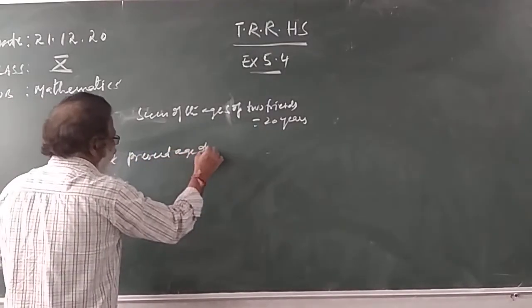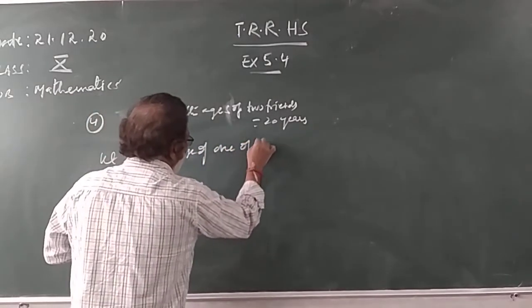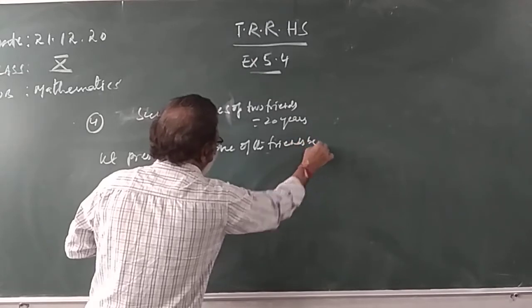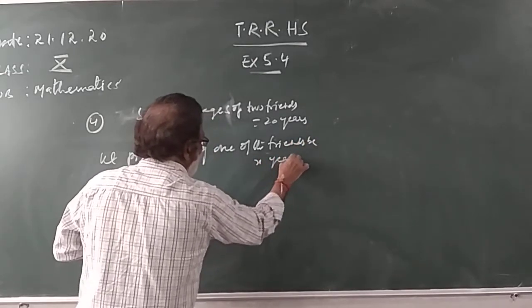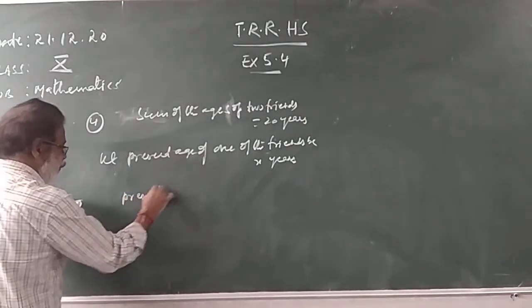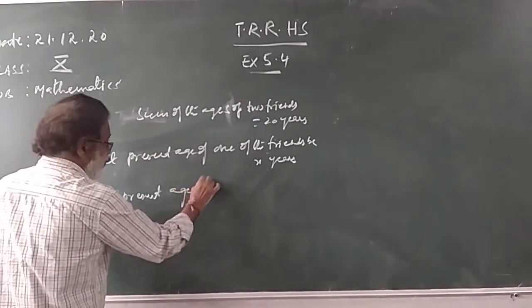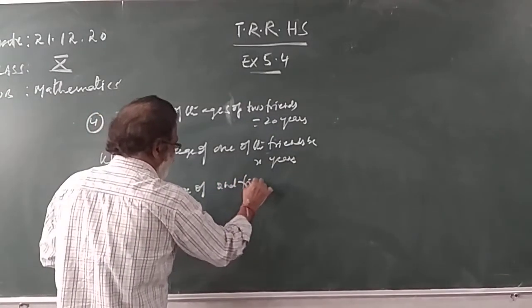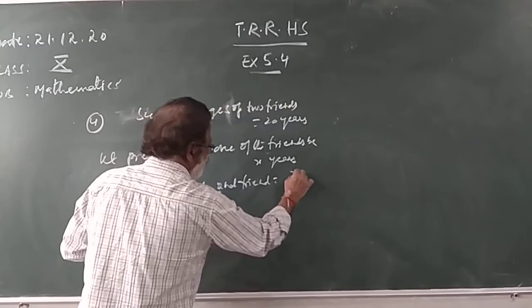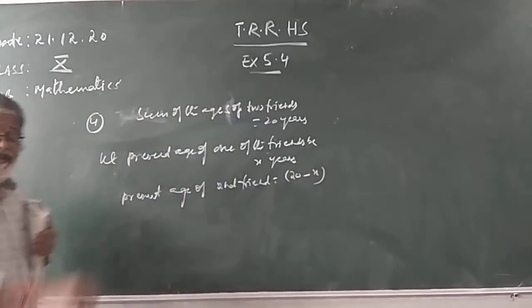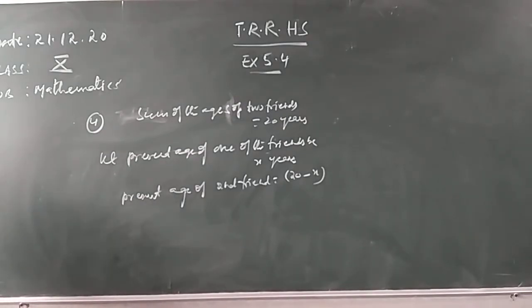Let the present age of one of the friends be x years. So the present age of the second friend is total age 20 minus one of the friends' ages, we will get the other friend's age: 20 minus x.